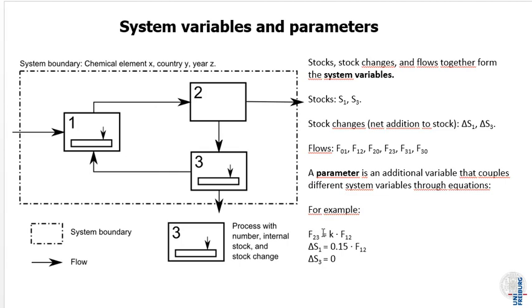A good example is the new scrap rate in automotive production. So every time the automotive industry consumes steel, that would be F12, it generates a certain amount of fabrication scrap, F23, and that ratio is roughly 20%. So k would be 20%. The parameter k would be 20% in this case.